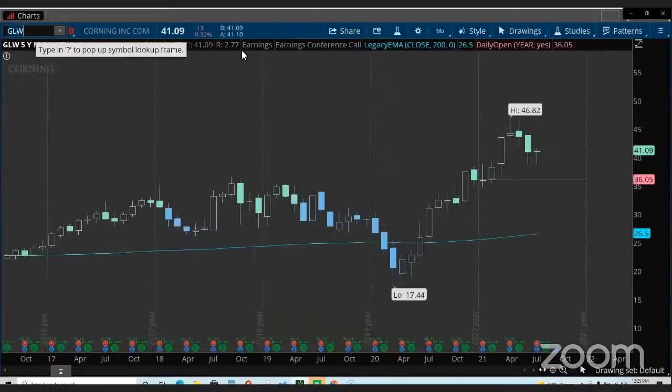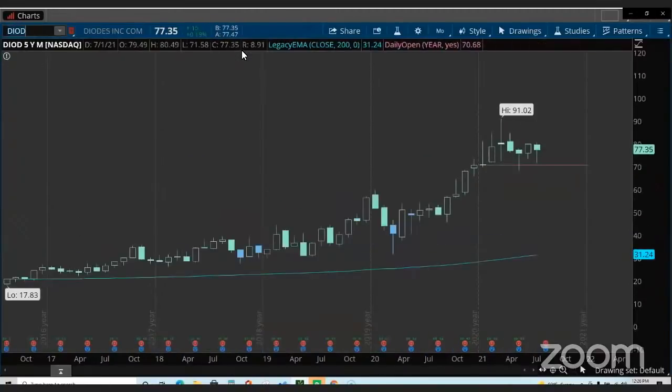GLW. You can see the growth and see how that 200-day average and then the yearly open, how you could have bought in at that price. So this year you could have bought at 36.05. It's currently at 41.09. You want safe and secure investments to be able to pile your money into, so you don't have to worry about having nightmares about where your money is invested at night. And we go to DIOD.